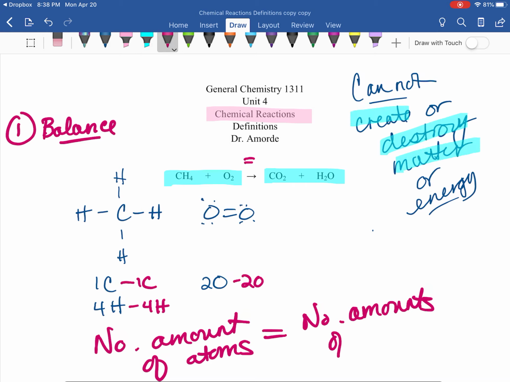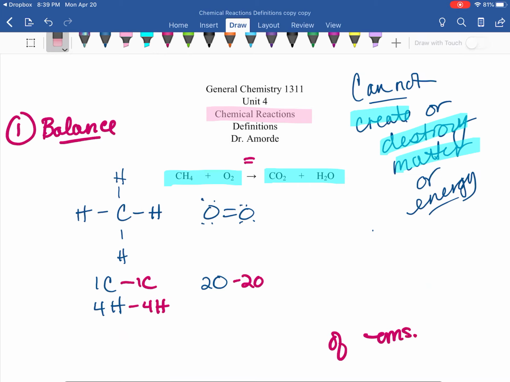And that's important. Remember, we're not creating or destroying any kind of matter. We're literally just rearranging bonds. So this is what a balanced reaction means. You're going to stop and make sure you've got the same number or amount of atoms on both sides. So let's just double check that.